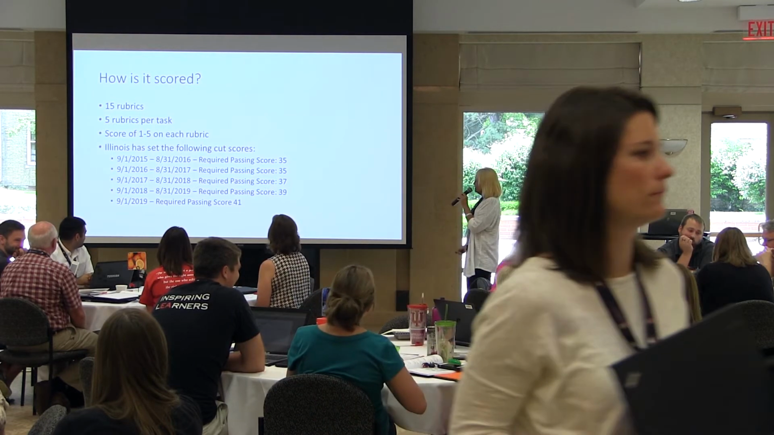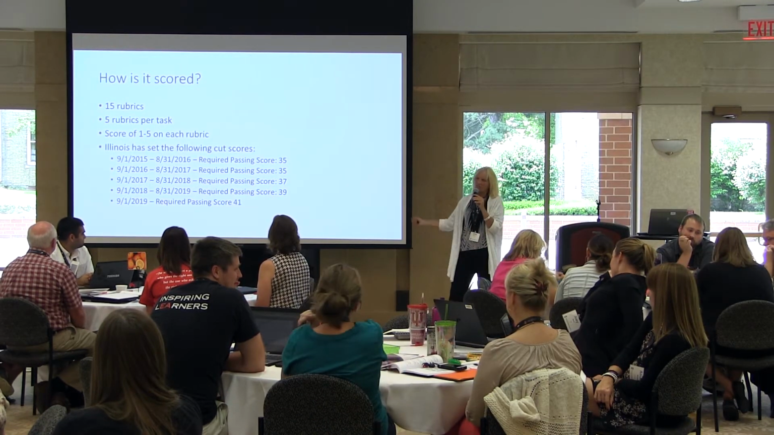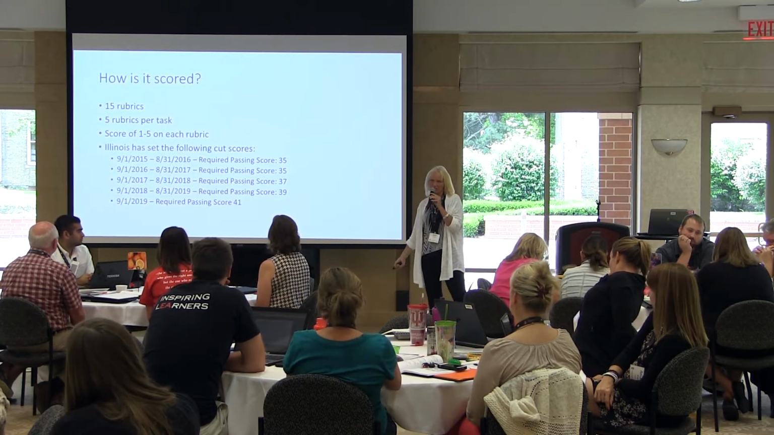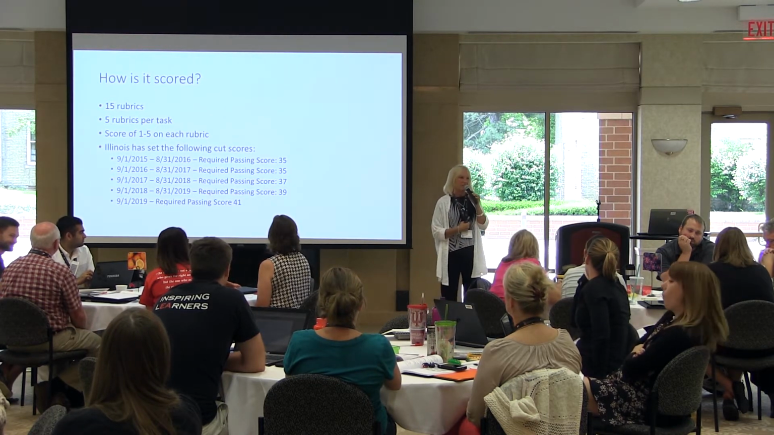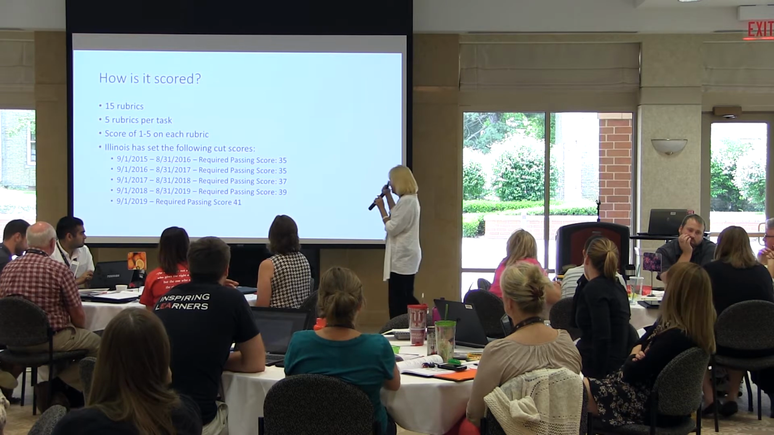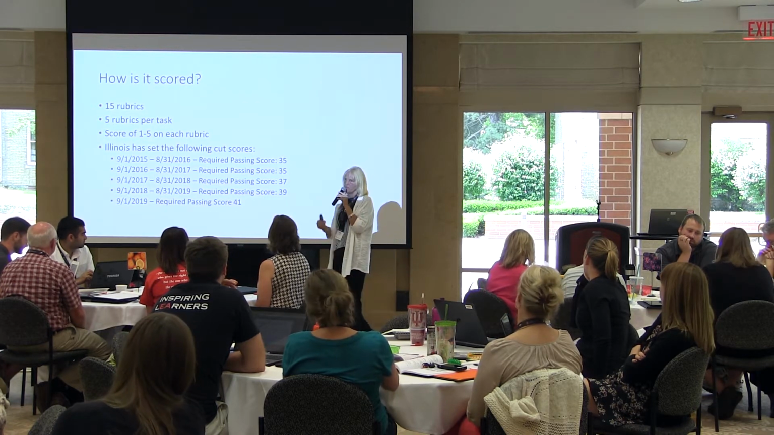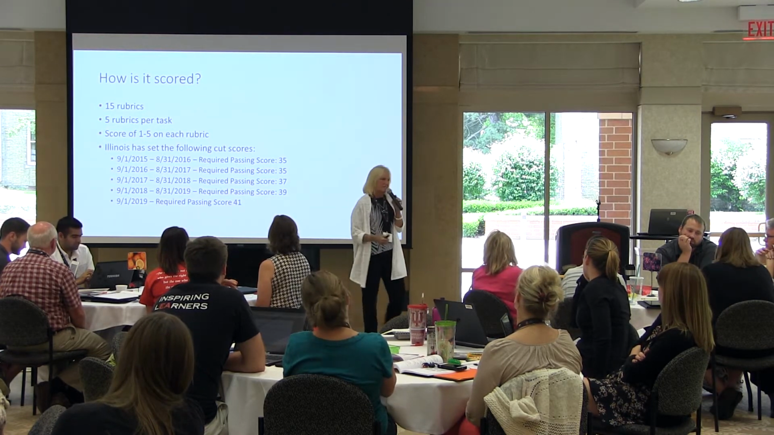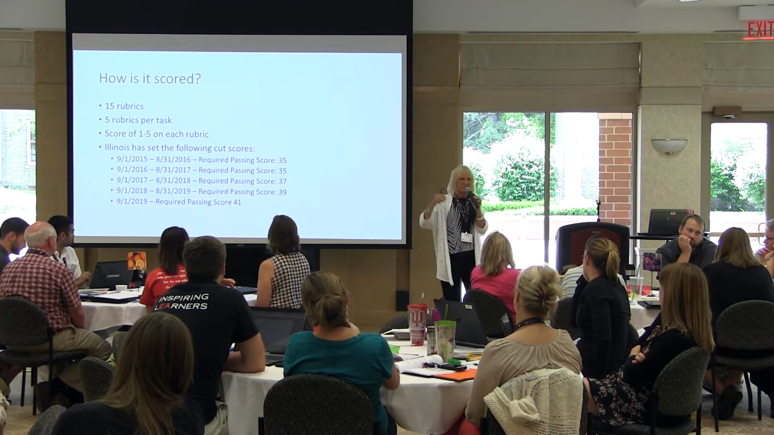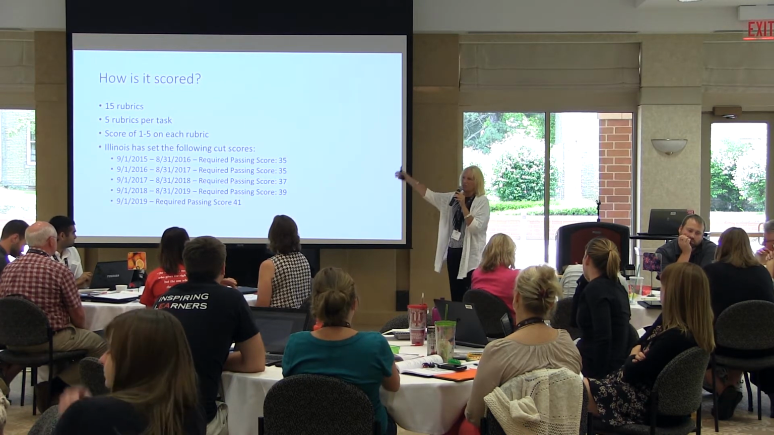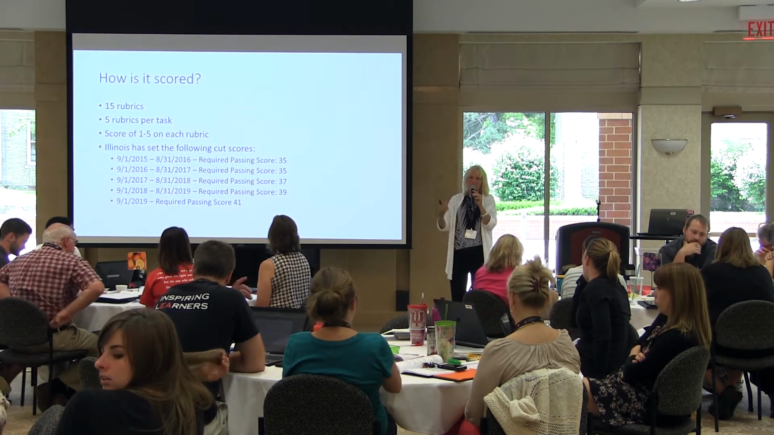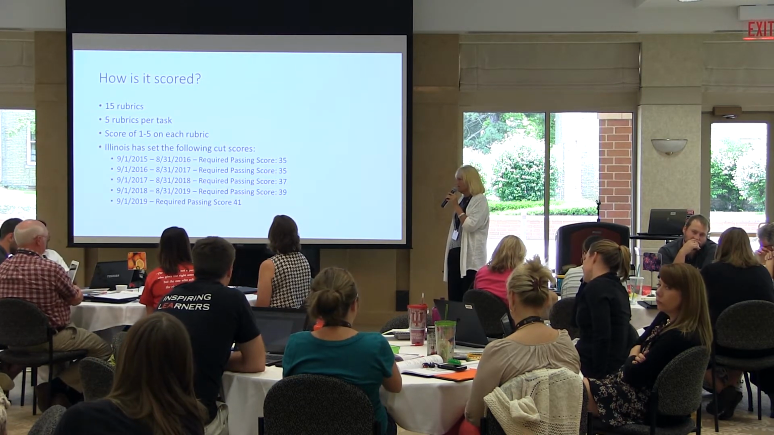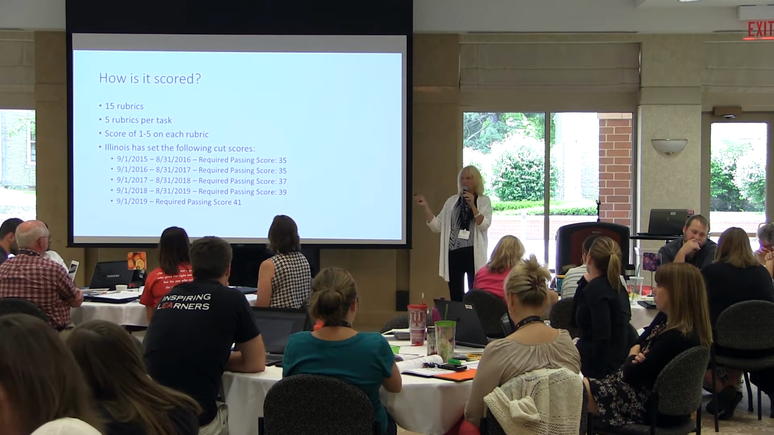Illinois has set the following cut scores, because I'm going to explain to you why this is so low. Because 75 is all 5s. We expect our candidates, and everyone across the entire nation is looking for our candidates, to be proficient out of the box, not necessarily a seasoned teacher that's exemplary, that's doing everything right and getting all 5s. So we expect them to be proficient. That would be a score of 45. Okay, all 3s.